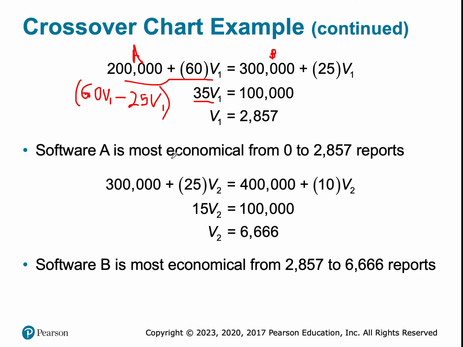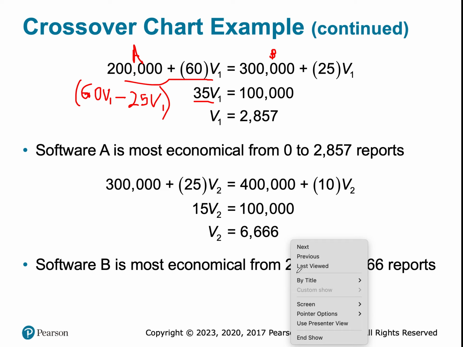Now let's do between software B and C. Software B is 300,000 for the total fixed cost plus 25 times V2, equals 400,000 for the total fixed cost for software C plus 10, which is the per unit charge for one report for software C, times V2. If you collect like terms, this will be 25 minus 10, that's 15 V2. And then you bring this one here, it'll be 400 minus 300, you get 100. So V2 will be 100 divided by 15, you get 6,666 approximately.